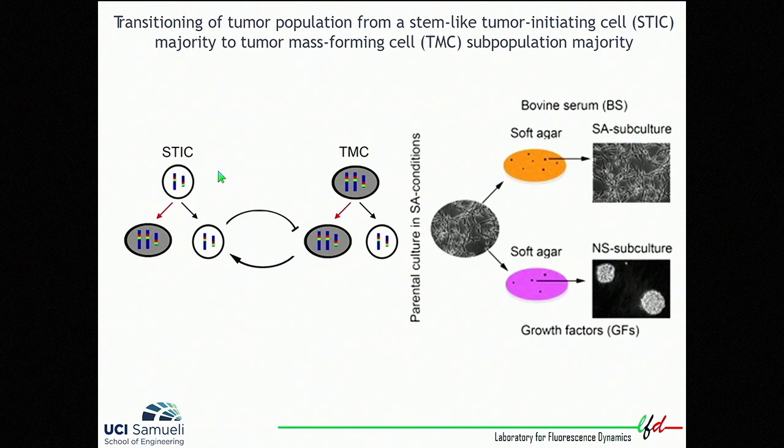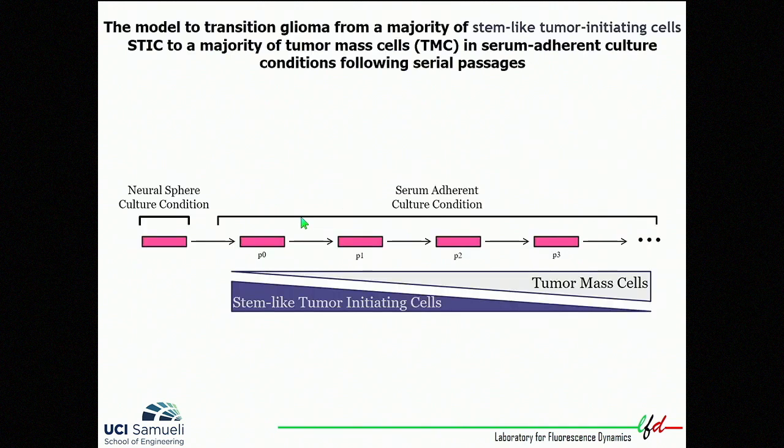The majority of the tumor, so what happens is that these can give rise to tumor mass producing cells. And of course, they can divide into similar populations, and then they could give rise either to tumor producing cells, and these can actually revert back to the stem-like tumor promoting initiating cells. And so what we were interested in is, as a function of passage, as a function of time, we'd like to monitor the change of stem-like tumor initiating cells to tumor mass cells.